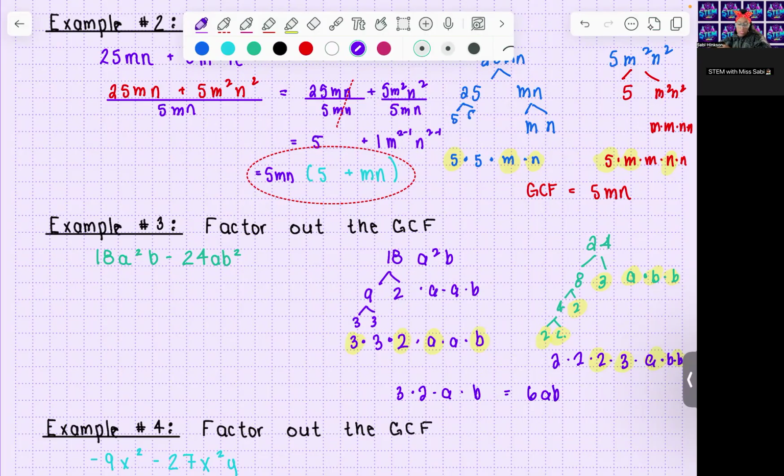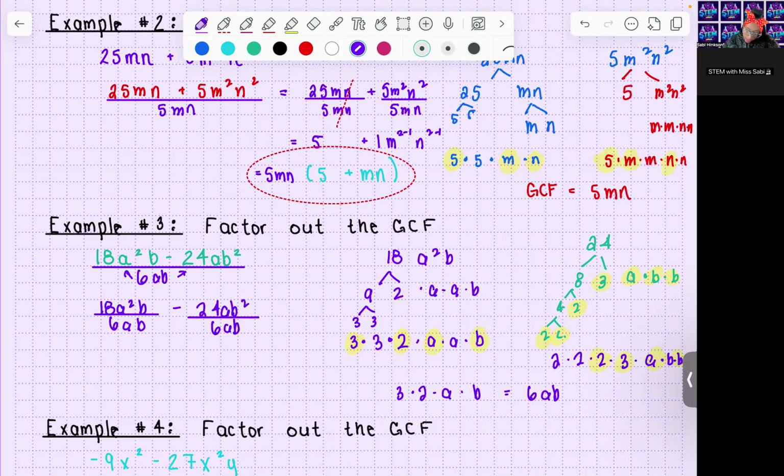Okay, so 6ab. That means I'm going to be dividing this thing by 6ab. Each term is going to be divided by 6ab. So we have 18a squared b divided by 6ab minus 24ab squared divided by 6ab.